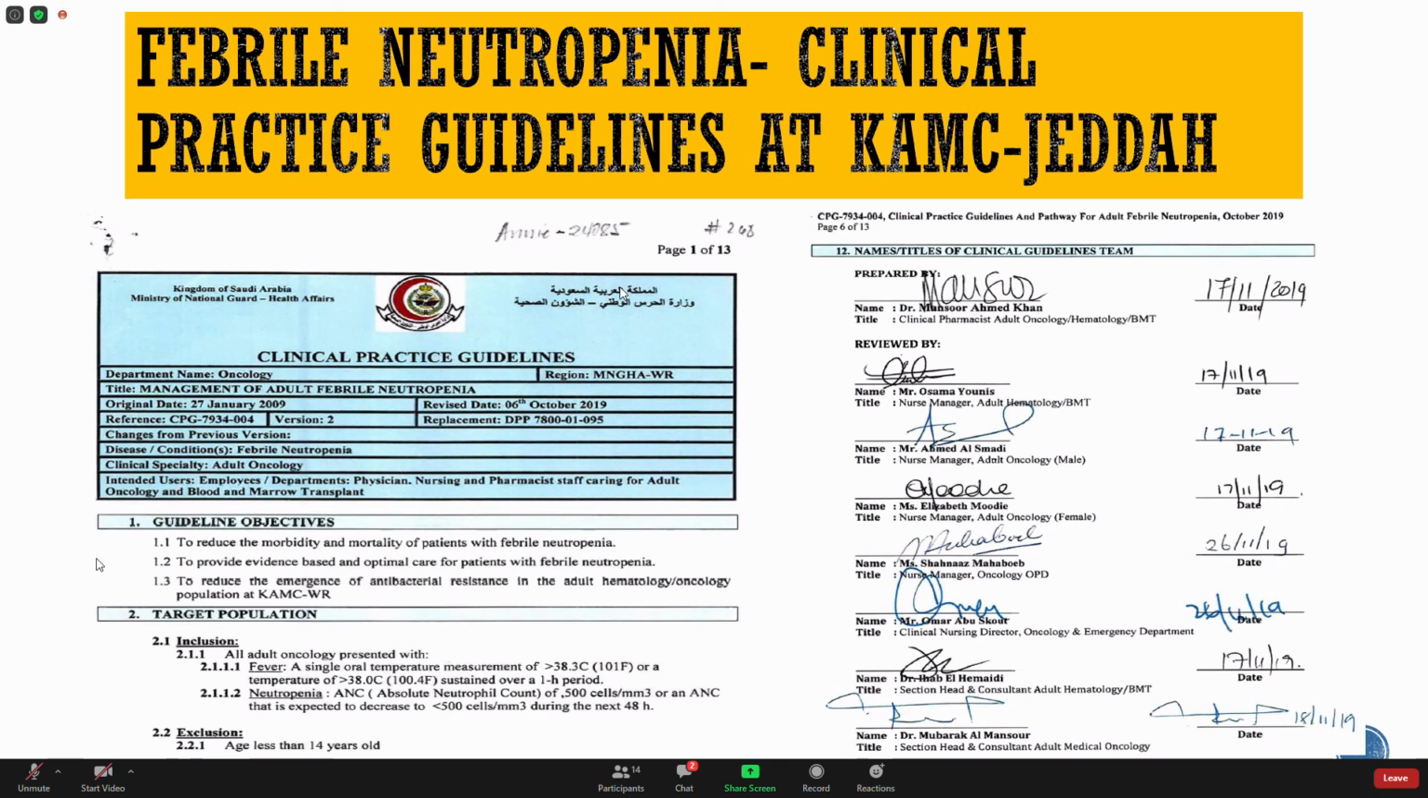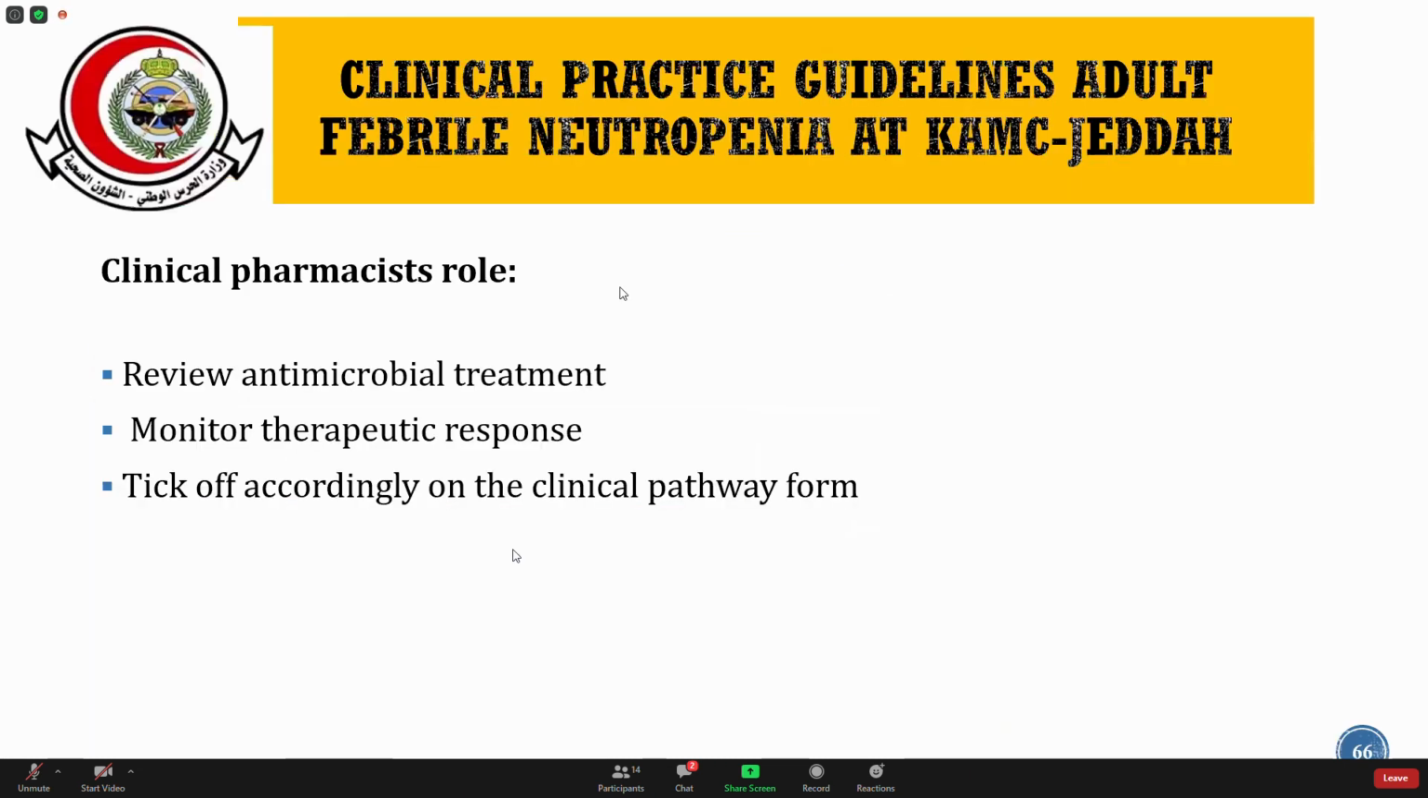So we had the objectives to reduce the morbidity and mortality of the patients with febrile neutropenia, to provide evidence-based and optimal care for them, and to reduce the emergence of antibacterial resistance in the adult hematology oncology population at King Abdulaziz Medical City, Western Region, and we have been doing quite well. And clinical pharmacists have a significant role in the clinical pathway.